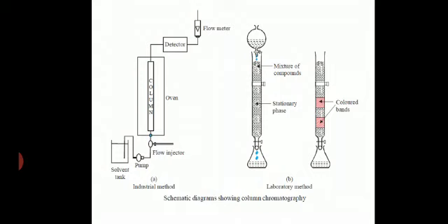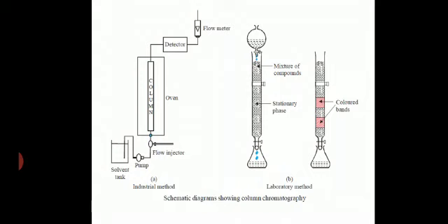Here the suitable solvent, the eluent, is made to pass through the column, because we have two phases: one is the moving phase, another is the stationary phase. The weakly adsorbed components get eluted first, followed by the more strongly adsorbed components, and so on. Thus all the components pass through the column one by one and are collected in separate containers. You can see the colored bands, and they are collected in separate containers. This is known as column chromatography.